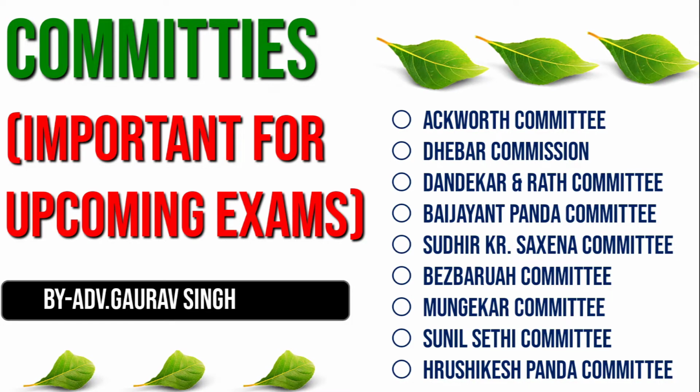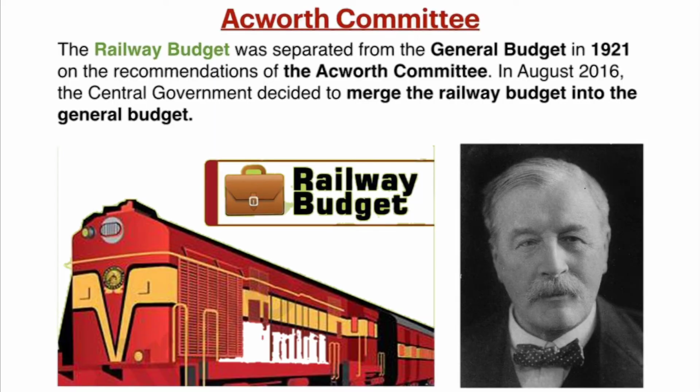Committees, important for upcoming exams. Ackworth Committee. The railway budget was separated from the general budget in 1921 on the recommendations of the Ackworth Committee. In August 2016, the central government decided to merge the railway budget into the general budget.